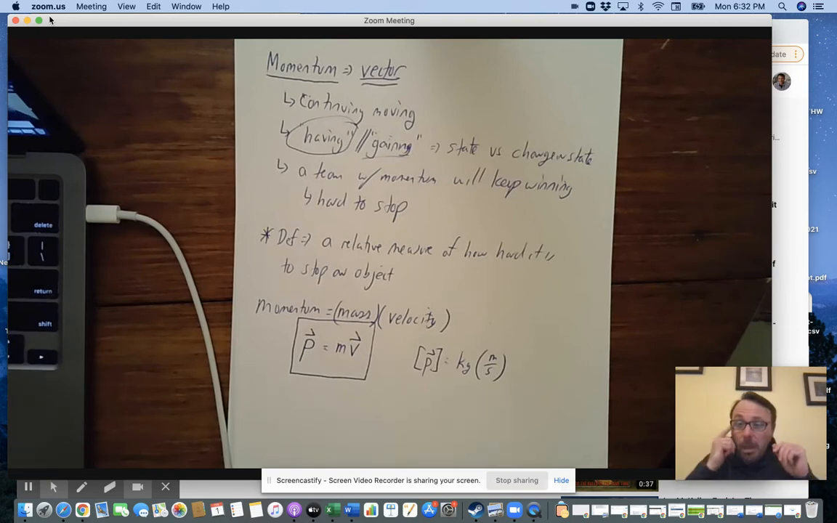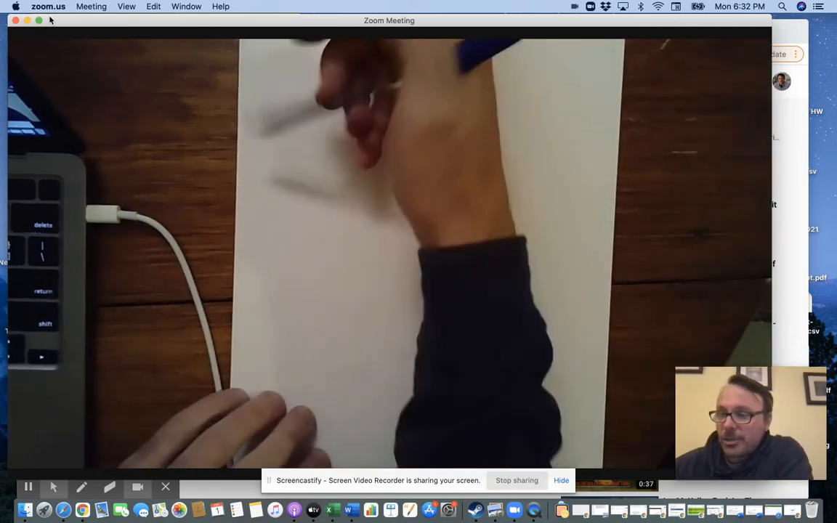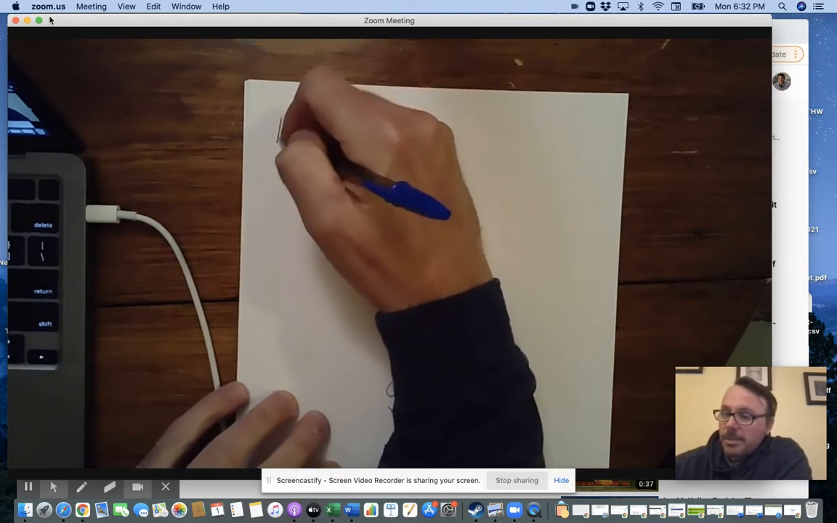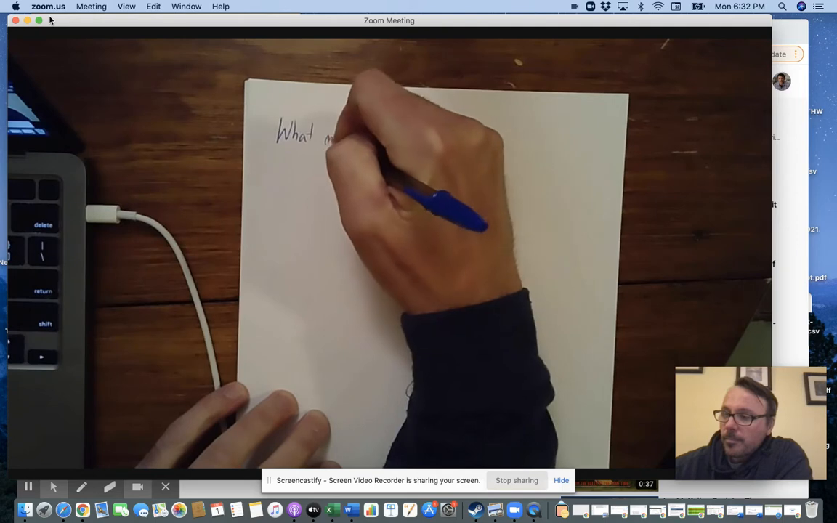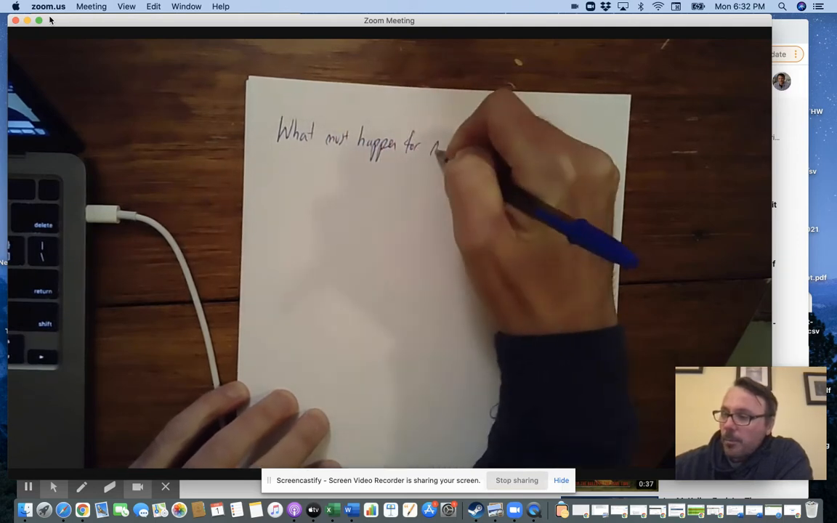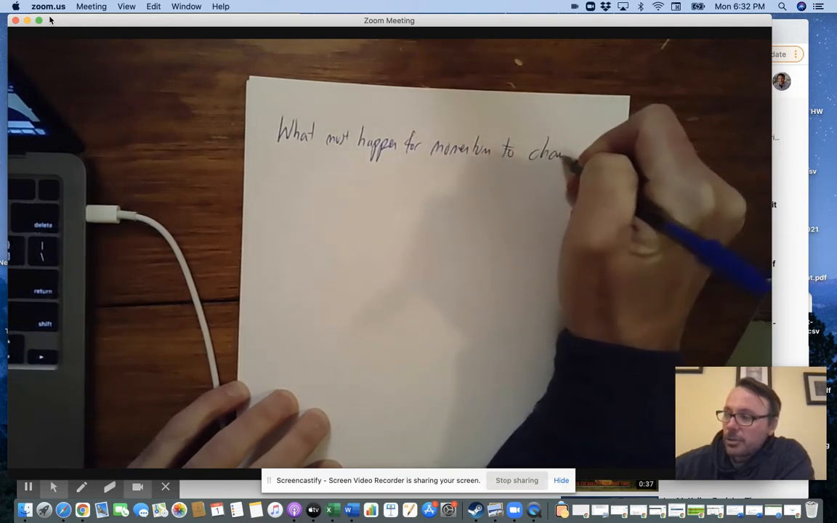So momentum in and of itself is rather boring, because that's the entirety of the momentum concept. But we don't really care about momentum per se. What we're going to care about instead is what happens when momentum changes. So let's talk about what must happen for momentum to change.